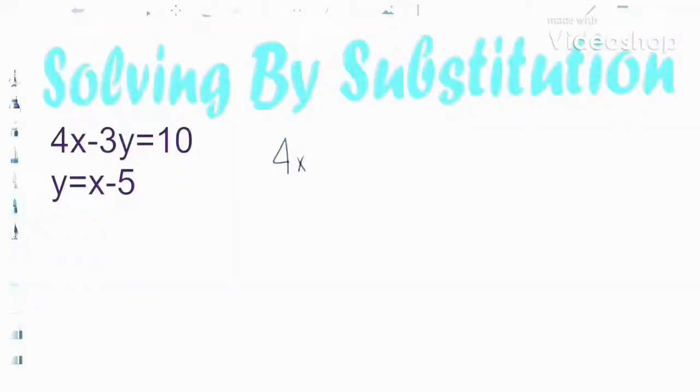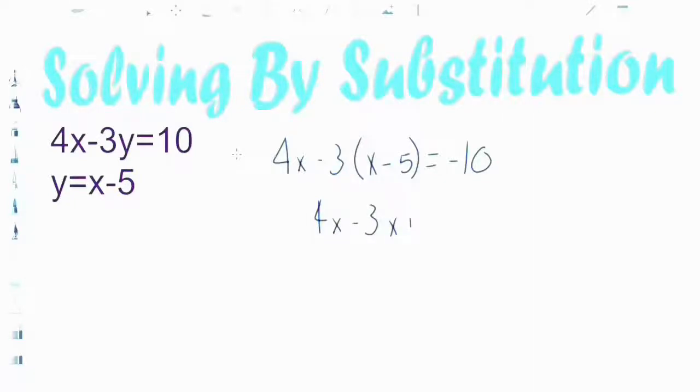So you're going to take the y value and plug it into the first equation. So it'd be 4x minus 3(x minus 5) equals 10. You simplify that into 4x minus 3x plus 15 equals 10. Simplified again would be x plus 15 equals 10. And then finally, negative 5 equals x.